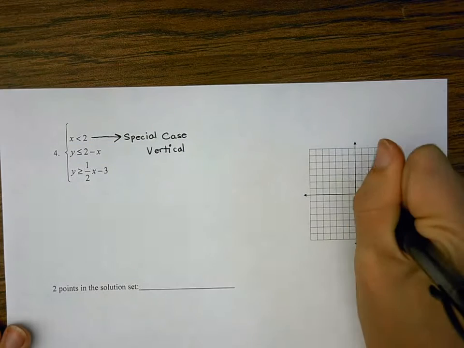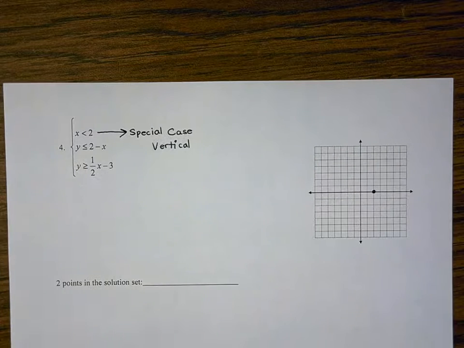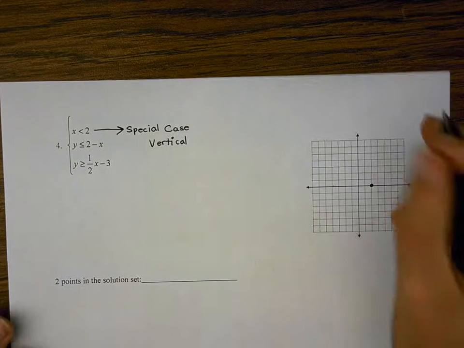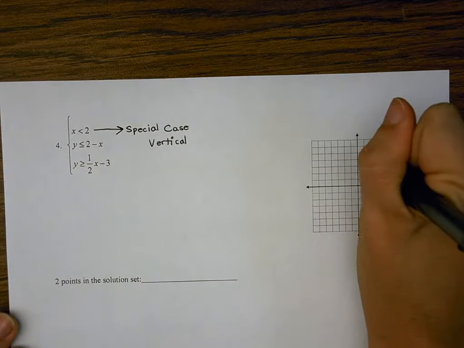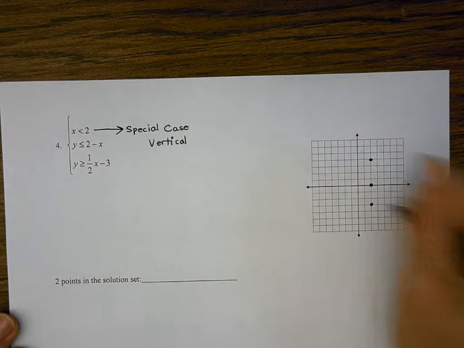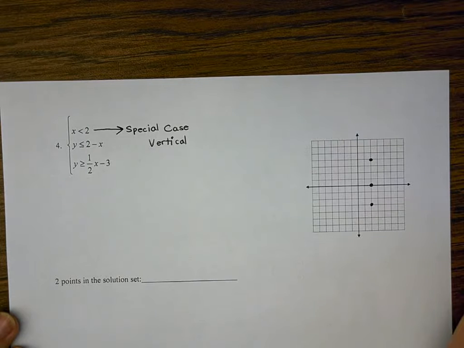And again, that's saying no matter what y is, x is 2, right? So when y is 4, x is 2. When y is negative 3, x is 2. Right? And so we get that vertical line. Solid or dashed? Okay, no equals, so this one's dashed.